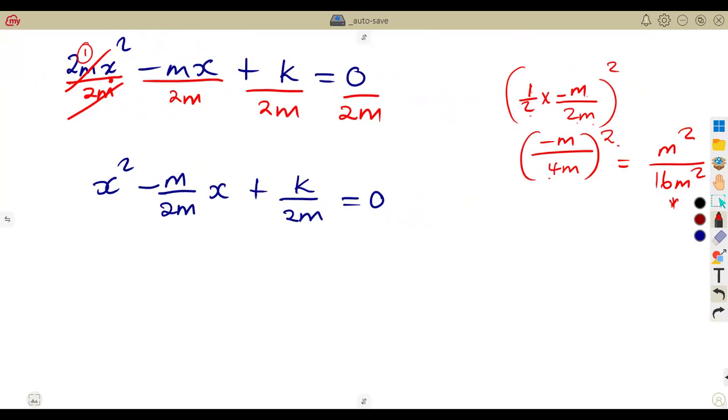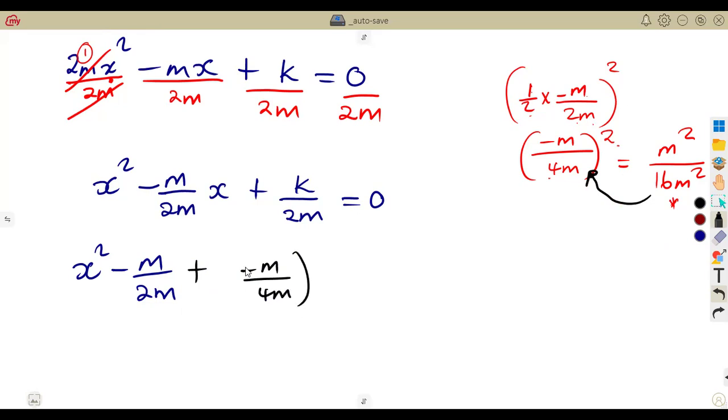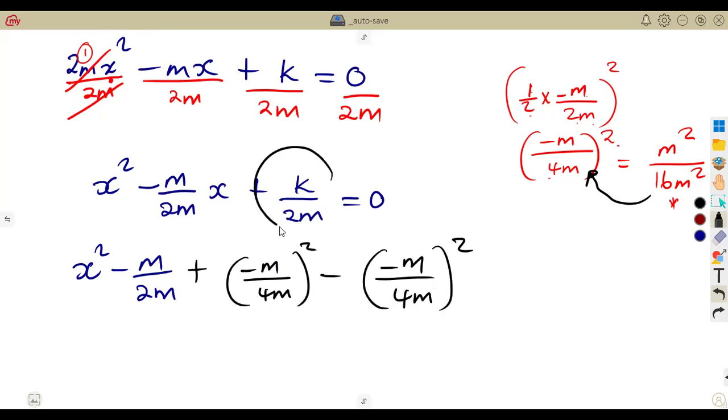Do not cancel. You add and also subtract that perfect square, as I said before. M over 2m, we add our perfect square, which is just the same as this one. So you're going to add minus m over 4m squared over 4m squared. The remaining part as it was, so that's plus k over 2m, which is equal to 0 like that.